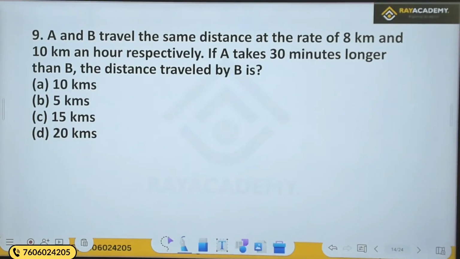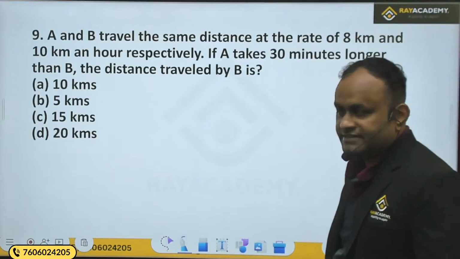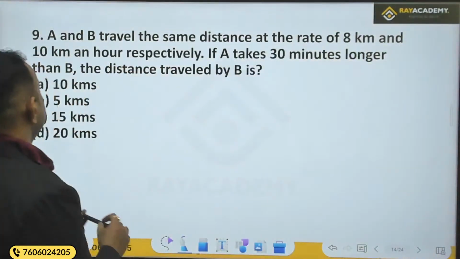Question number 9. A and B travel the same distance at the rate of 8 km and 10 km an hour respectively. If A takes 30 minutes longer than B, then the distance traveled by B is. This seems to be pretty simple.